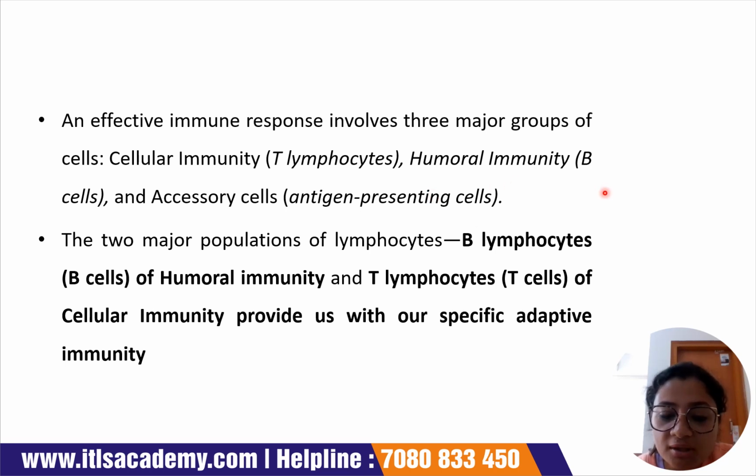And we have the humoral immunity, which will involve the B cells or the B lymphocytes. And we also have the accessory cells, which are the antigen presenting cells, also known as the T helper cells. Antigen presenting cells are also represented as APCs, short form. So the two major populations of lymphocytes are the B lymphocytes and the T lymphocytes, which provide us with our specific adaptive immune response.